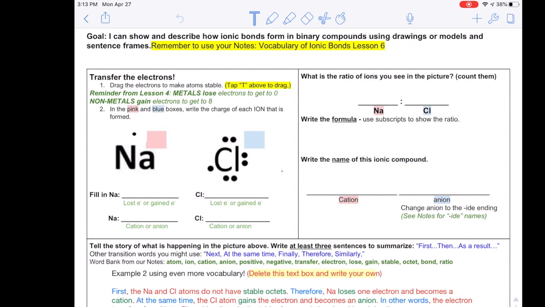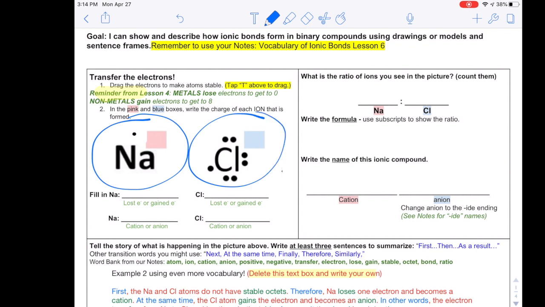And then there's a reminder here. Reminder from lesson 4, metals lose electrons to get to 0 and nonmetals gain electrons to get to 8. So they all want to get to that stable energy level, which is full, and they can do that either by losing or gaining. So when I drag, I need to be in the T mode, so I just tap the T up here, and now I'm looking at this Na, and I want to think about what does it want to do to be stable, and then I'm looking at this Cl, and what does it want to do to be stable.